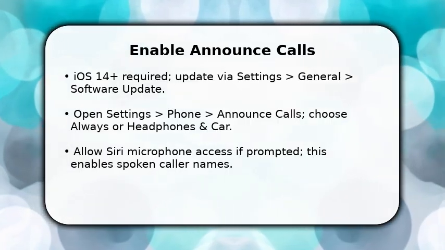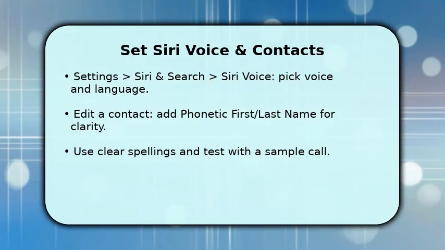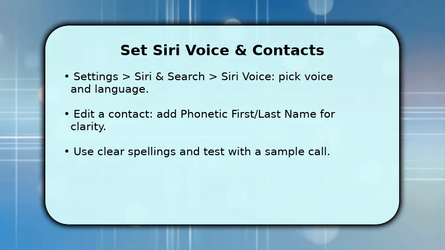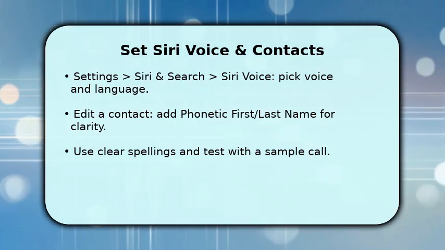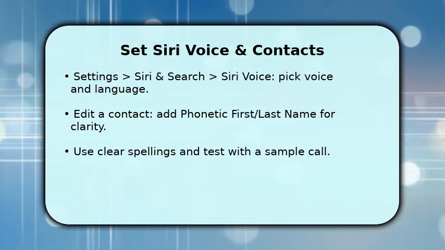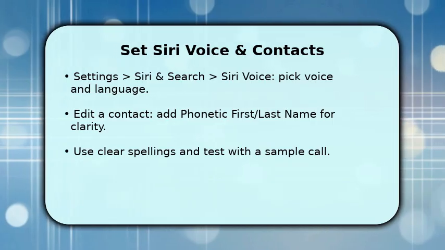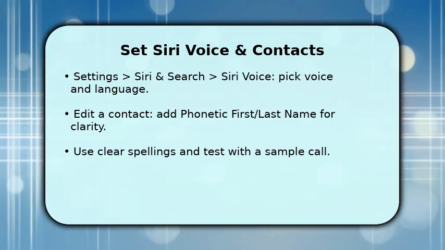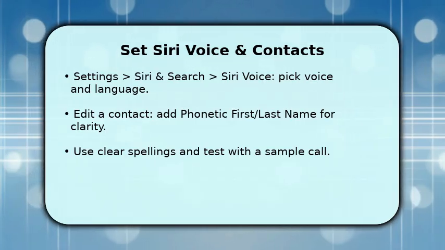your speaker or headset. Next, refine how names are spoken by adjusting Siri and your contacts. Go to Settings Siri and Search and pick a Siri voice and matching language so pronunciation is consistent. Then open Contacts and edit entries that Siri mispronounces. Add phonetic first name or phonetic last name fields with simplified spelling. Once you save phonetic entries, Siri will use them. Make a quick test call from a second phone to confirm the new voice and phonetic spelling produce the correct spoken name.